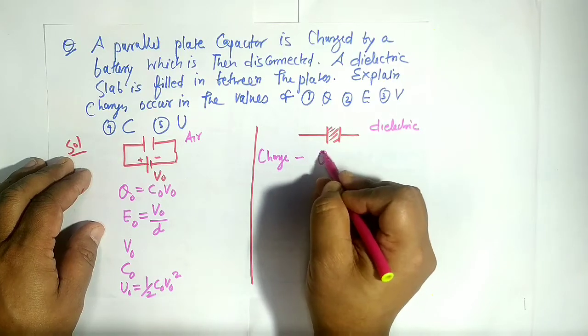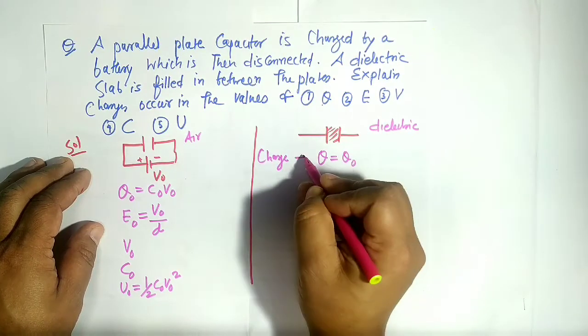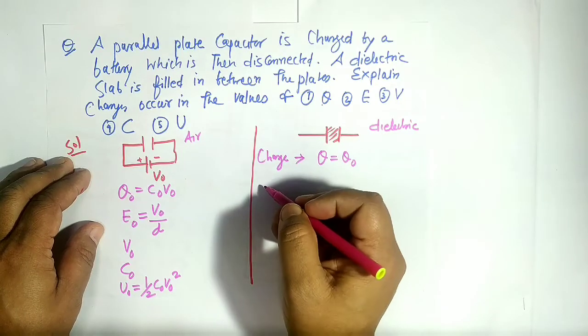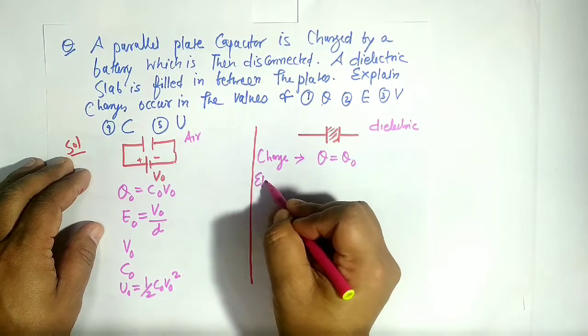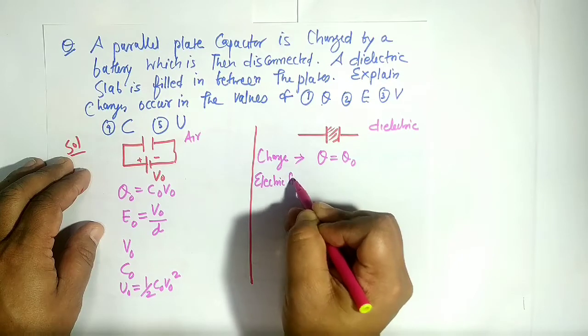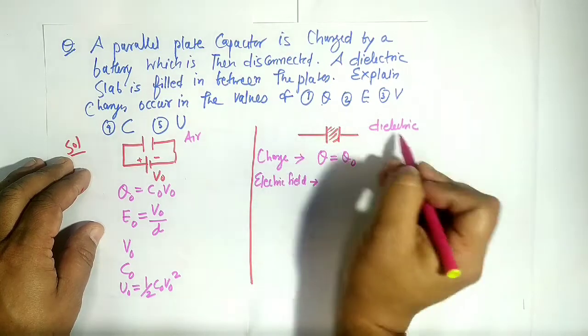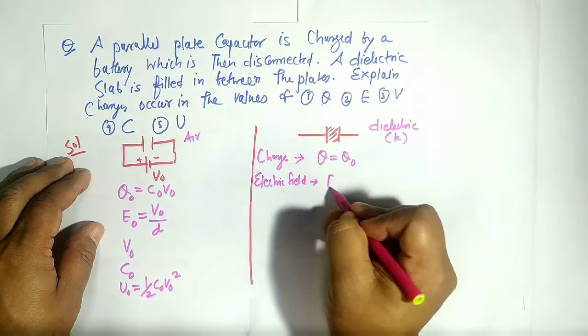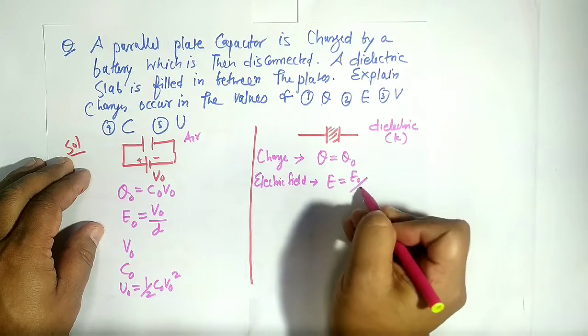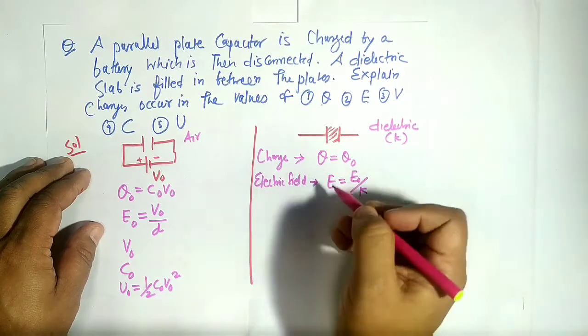Charge is what? Q will be Q0. Okay. Then we talk about the electric field. What happens to the electric field? Now I think all of you know that because it is of dielectric K, E will be what? E0 by K. Already we have explained it in earlier classes.